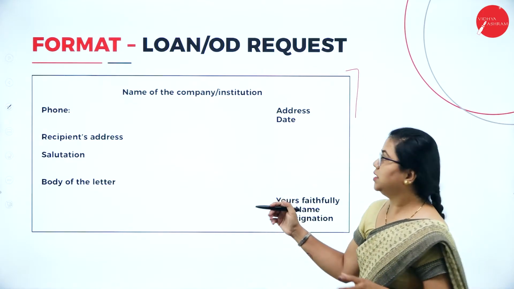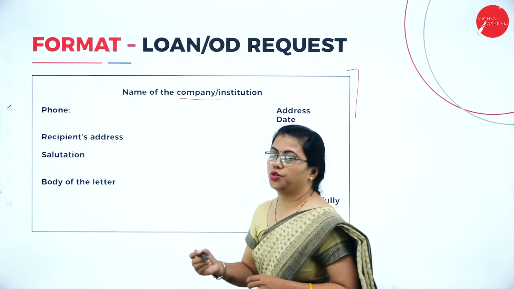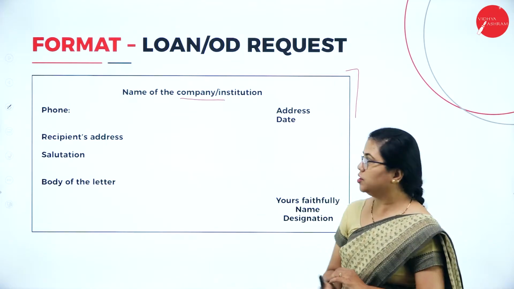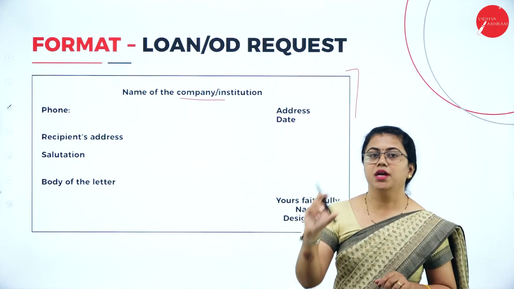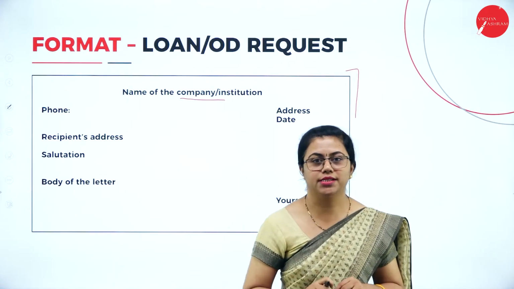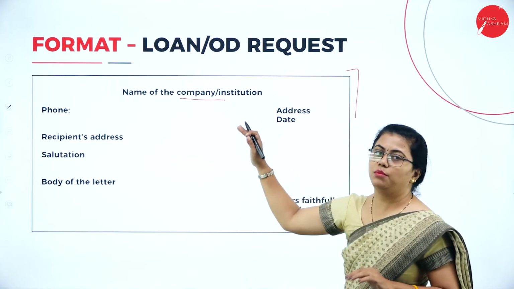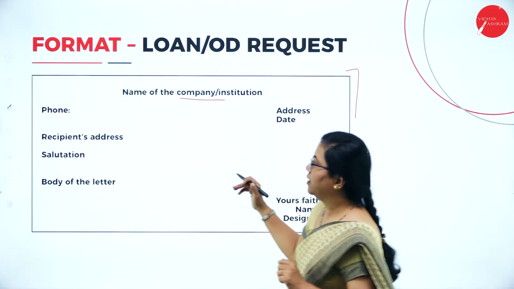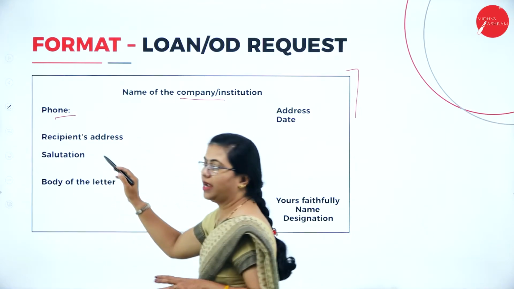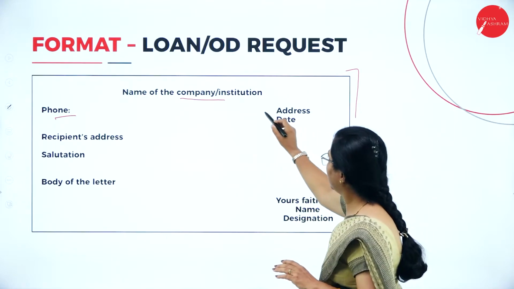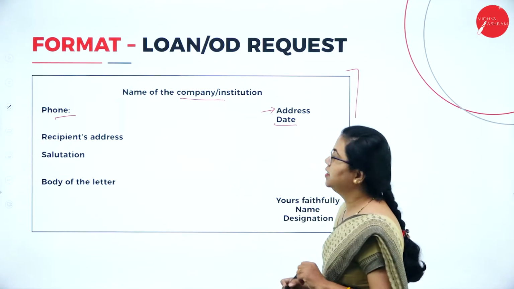It starts with the name of the company or institution. You can either write it under a letterhead or you can also write it on a plain sheet of paper with the name of the institution on top. Okay, so the name of the institution or company will be there on top first, then comes the phone or contact details. On the right side will be the address and the date.